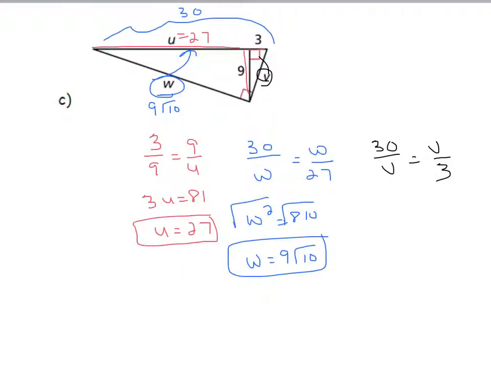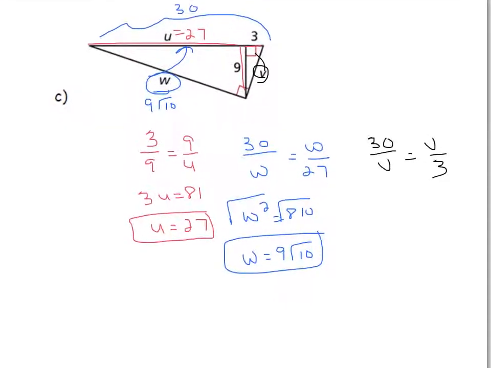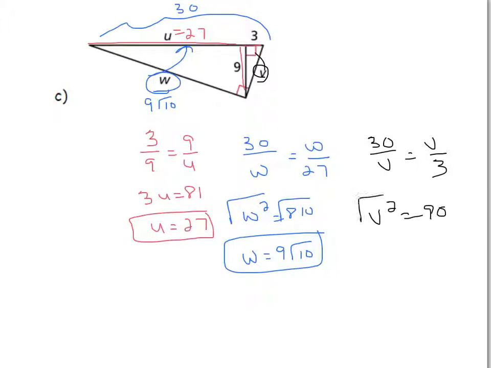All right, so the closest is 3. So when you cross multiply, you get that V, oh my, I had to hit the pen again, sorry. V squared is 90. Largest perfect square is 9. So you get that V is 3 square root of 10.